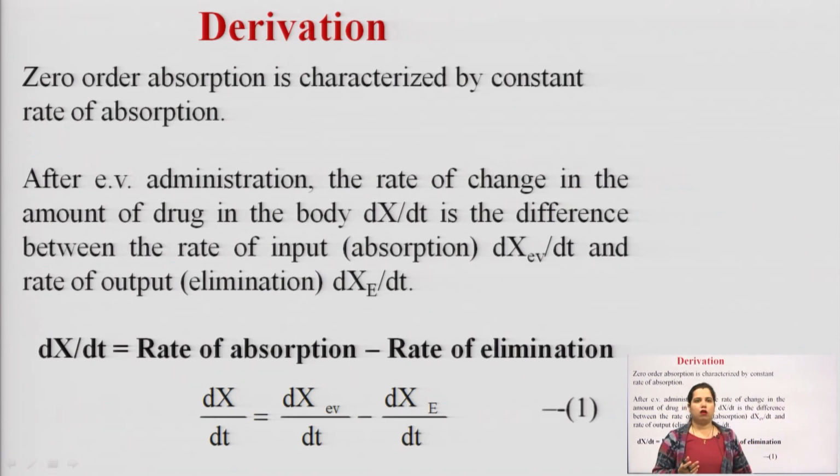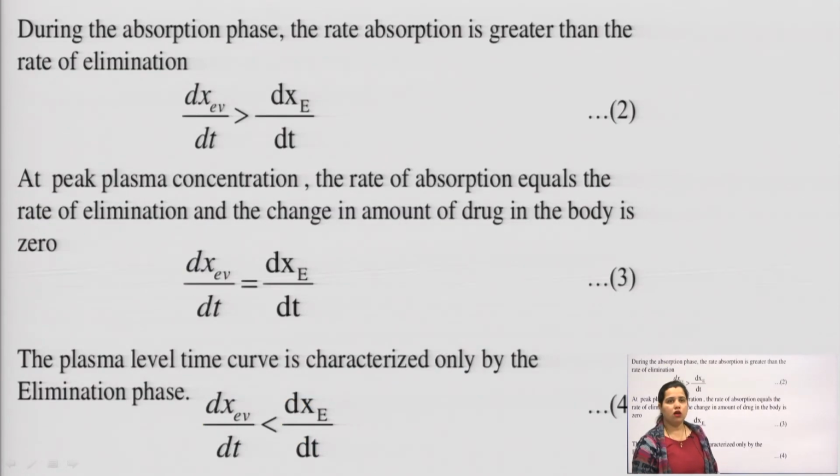This now becomes dx by dt, extravascular absorption and extravascular elimination by dt. So, this is equation 1. Quickly, we can have a look at the absorption phase. In the absorption phase, the rate of absorption will be high and elimination will be low. At peak plasma concentration, that is plateau concentration, both the absorption and elimination processes will be equivalent. And in the elimination phase, the elimination rate is higher, and basically no absorption will occur.